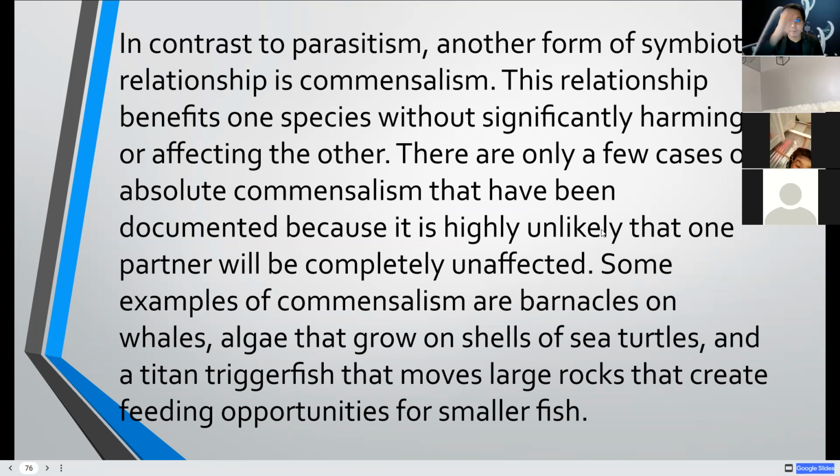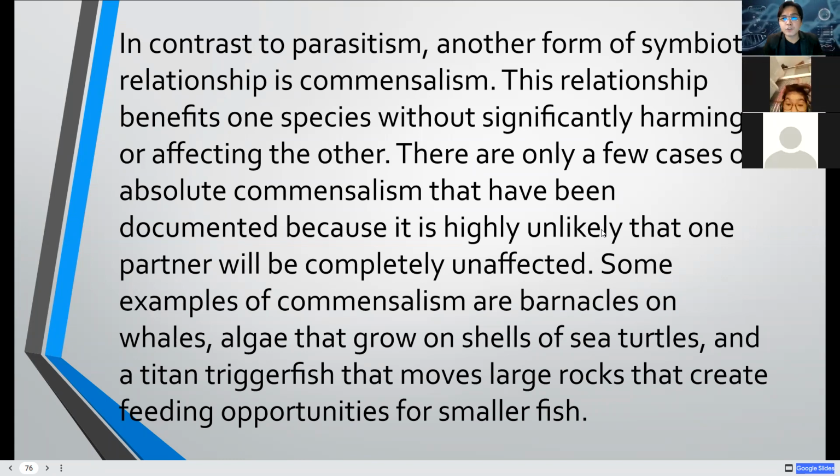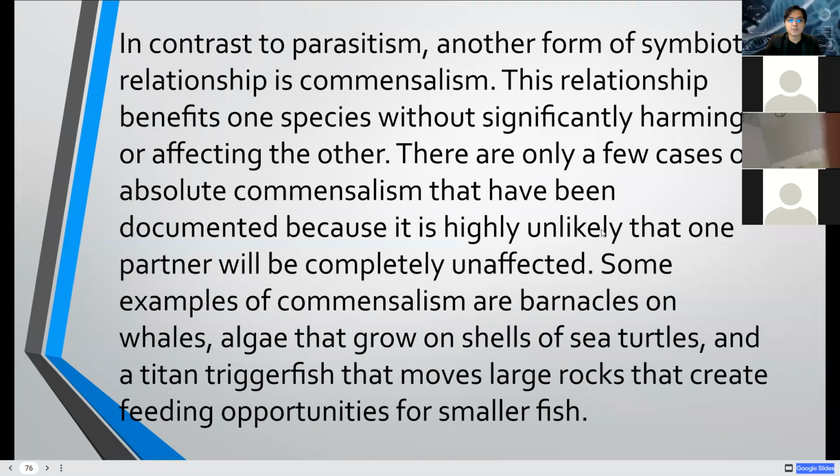Let's take a look at commensalism. This relationship benefits one species without signifying harm or affecting the other species. Okay, there are only a few cases of absolute commensalism that have been documented because it is highly unlikely that one partner will be completely unaffected. Some examples of commensalism are barnacles and whales. Are you familiar with the barnacles? Barnacles are animals that attach to the whales. They tend to attach to the whale not because they will consume the whale. No. But they just attach to it in order to transfer to different areas.